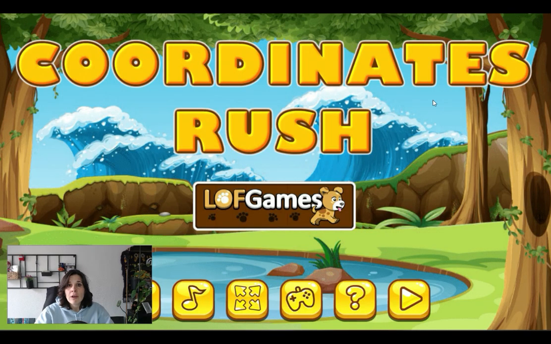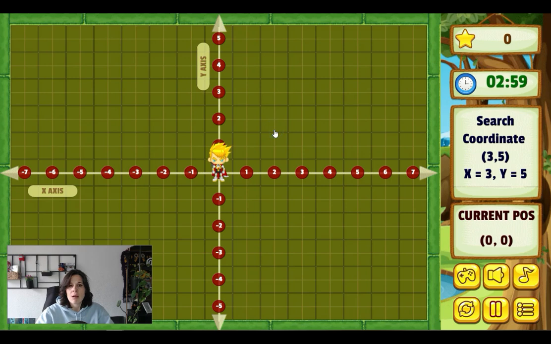The second coordinates game is this coordinates rush. We are going to select the normal mode, and to the right of the game are the instructions. They are in English. We have a time to complete these tasks, and we must find the coordinate 3, 5. Different from the previous game, where we had the coordinates and placed the pieces of the puzzle, this time it is the other way around.